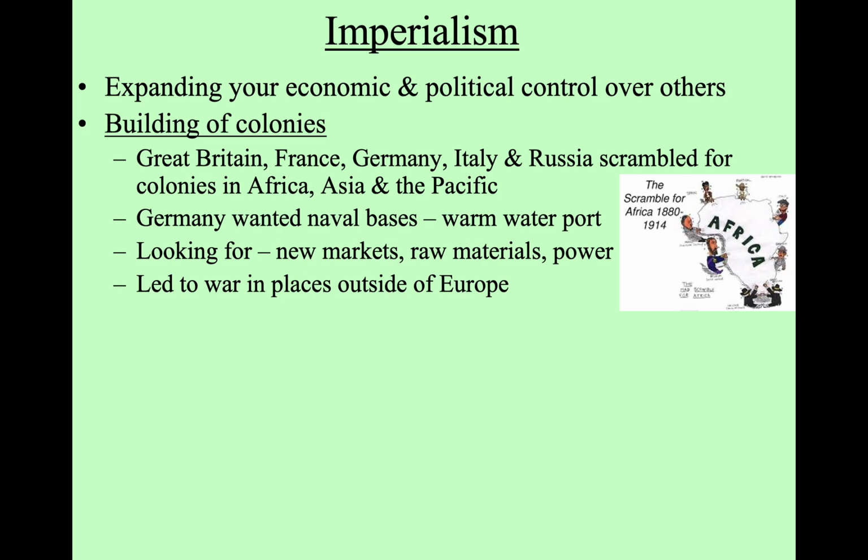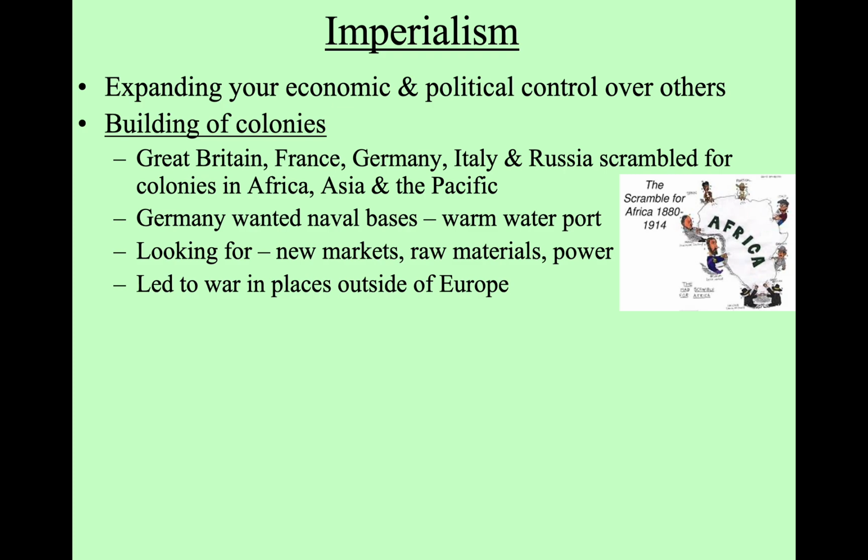Each country had different goals in this process. Germany, for example, wanted to create naval bases and establish warm water ports so that it would be easier for them to move their navy throughout the world. Other nations were looking to create new markets and gain access to raw materials so that they could create and sell more goods and increase the overall economic power of their country.